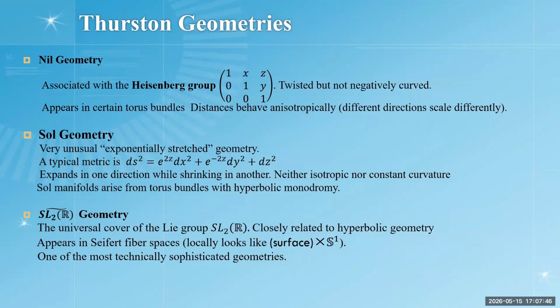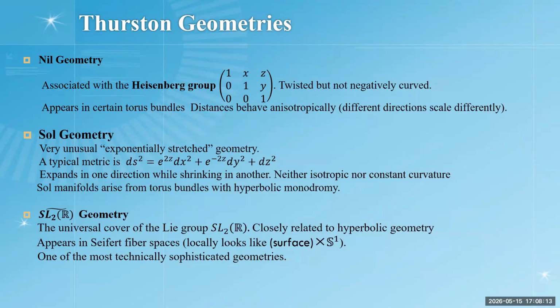Seifert fiber space just locally looks like this one. So we have some surface, and then we have a circle. That is the local structure of this Seifert fiber space. And this space is one of the most technically sophisticated geometries. Still, mathematicians are working on this manifold.